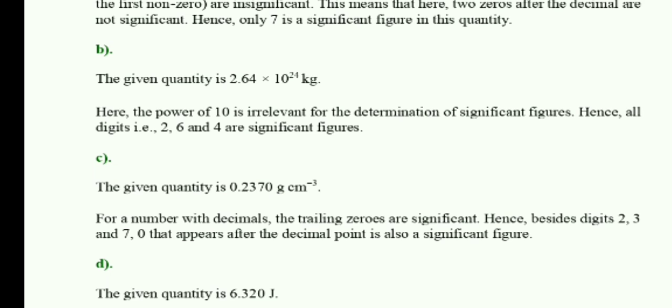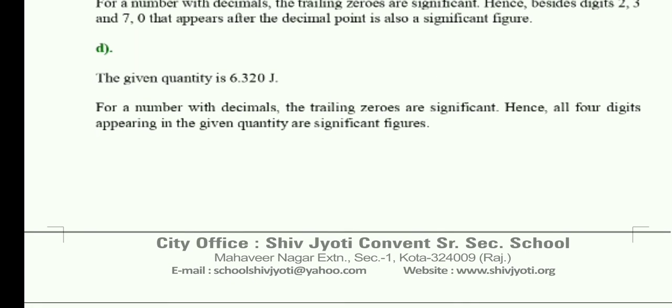Now come to C. The quantity is 0.2370 gram per centimeter cube. And here the total number of significant figures is 4, that is 2, 3, 7 and 0. For a number with decimals, the trailing zeros are significant. Hence besides the digits 2, 3 and 7, the 0 that appears after them is also a significant figure. Now come to D, that is 6.320 joule.